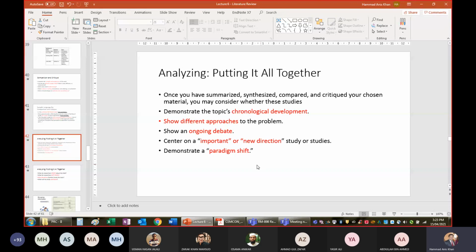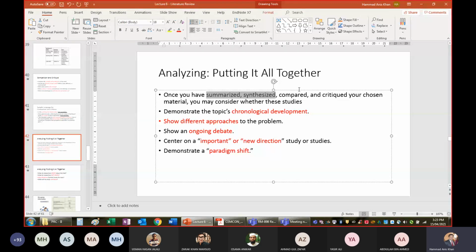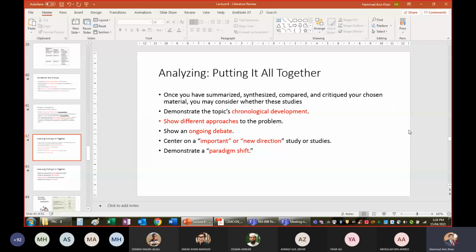So based upon all these analysis techniques highlighted above, you should demonstrate the topic's chronological development, like how the topic was developed, what the different approaches utilized were, what the ongoing debates were in the form of a critique by different people, what the important and new direction of the study was which was not studied till now, and you demonstrate the paradigm shift by which you will be studying or which you will be planning to highlight.